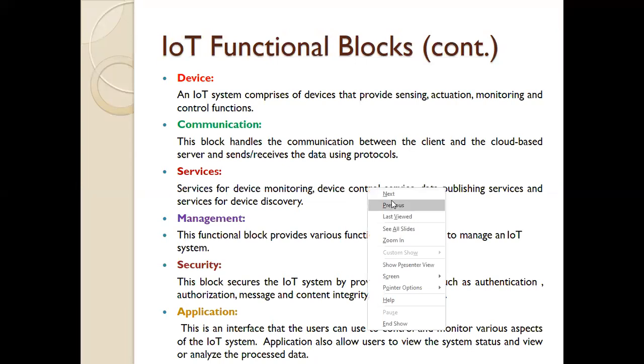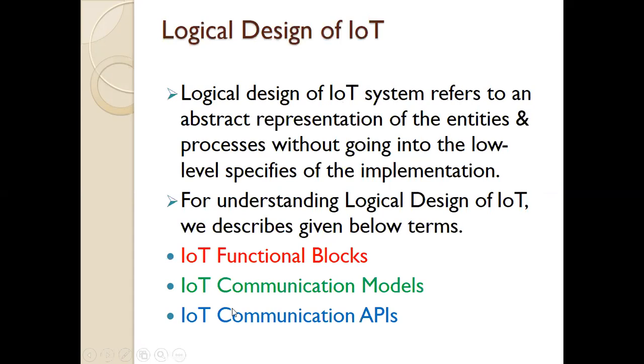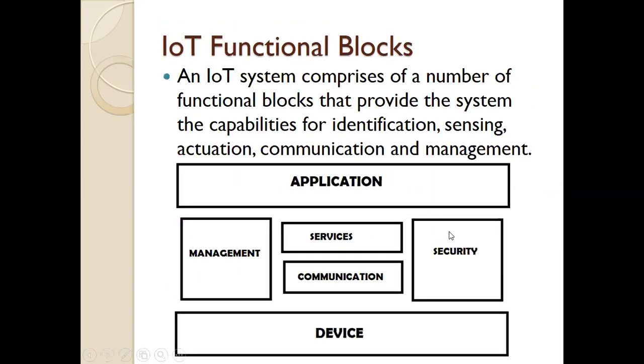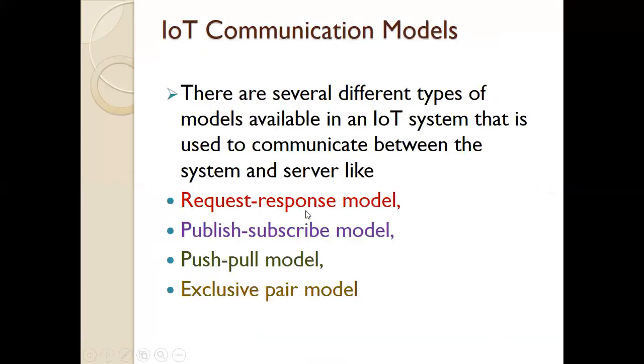If we go back, we will see that logical design means three main blocks: functional block, communication model, and communication API. Right now we have discussed the IoT functional blocks. The first one is the device. The second consists of four parameters: communication, services, management, and security. And the last one is the application layer. Now next is the IoT communication model.